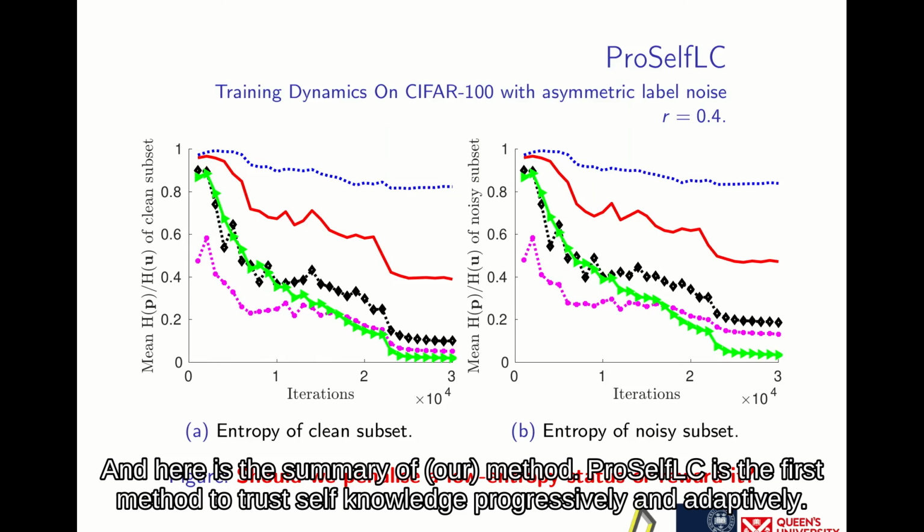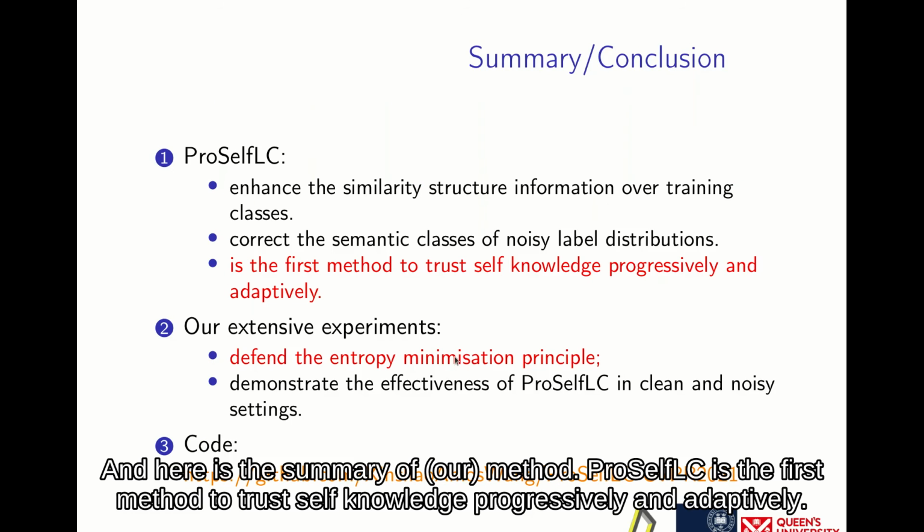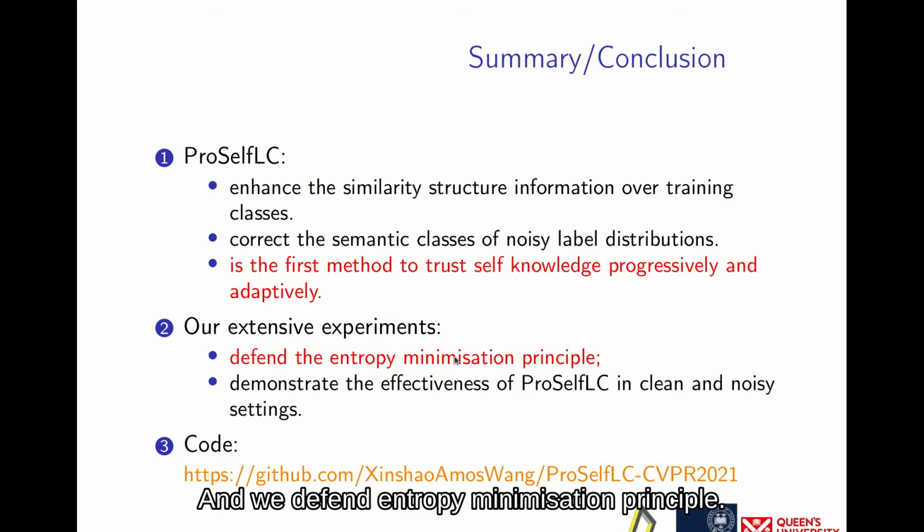And here is the summary of the method. ProSelfLC is the first method to trust self-knowledge progressively and adaptively, and we defend the entropy minimization principle, and our code is here.